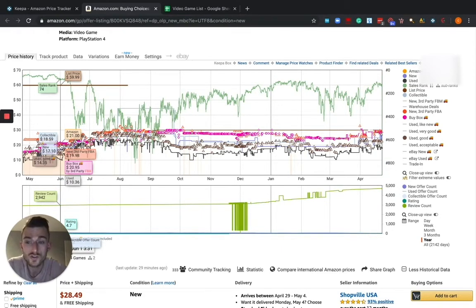So when it goes to third-party FBA and the price dips down below the Amazon price, as you can see right now, it's $20.95 and Amazon is holding tight at $21. That 5-cent price difference is enough to allow third-party FBA sellers to get all the sales in the buy box. So that's just not enough to make sense of purchasing this product.